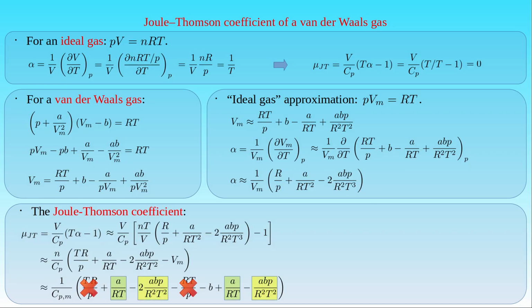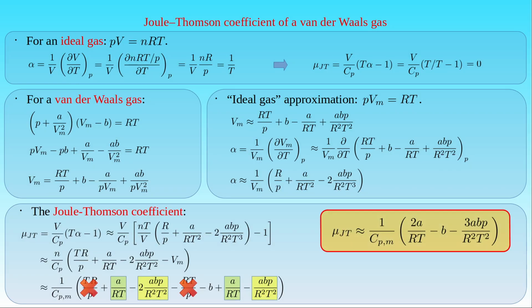As a result, the Joule-Thomson coefficient of a van der Waals gas can be approximated by 1 over the molar heat capacity C sub Pm at constant pressure, times the quantity of 2 times the pressure correction constant A of the gas over the gas constant R times the temperature T of the gas, minus the volume correction constant B of the gas, minus 3 times A times B times the pressure P of the gas over R squared times T squared.